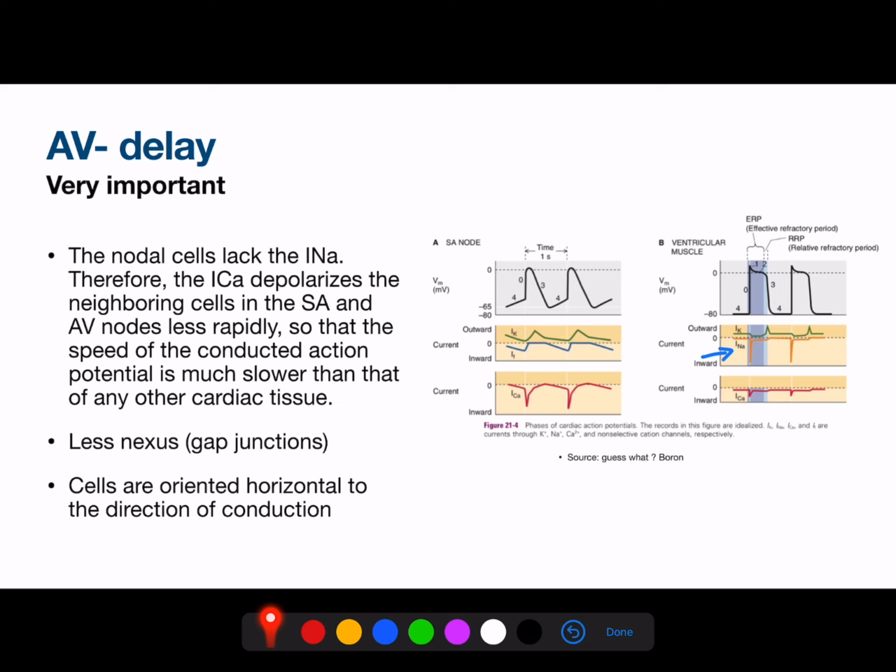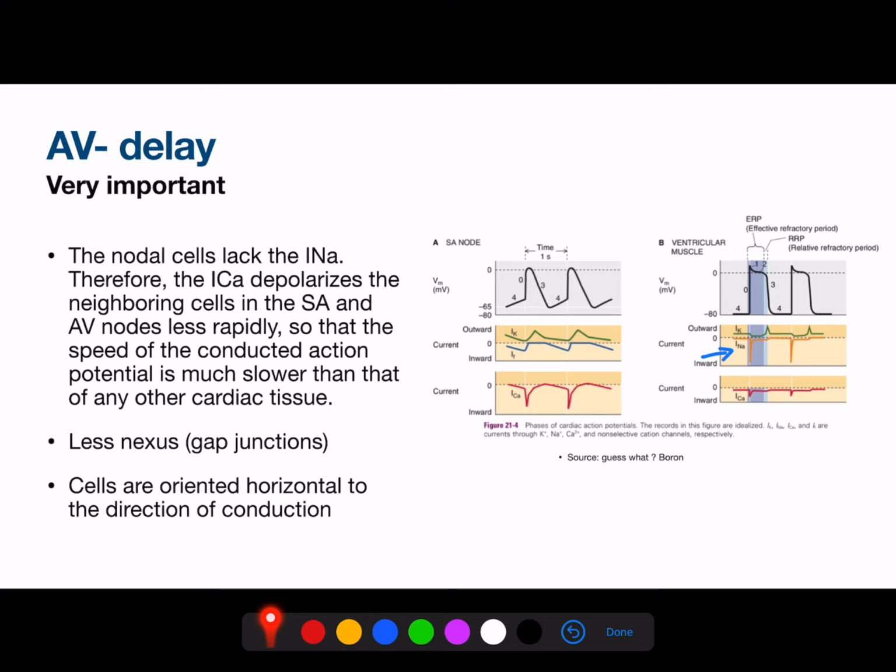Now we need to talk about the AV delay. When the SA node sends action potentials, the atrioventricular node needs to decrease the conduction speed. Like I said before, in the nodal cells there are no inward sodium channels compared to the ventricular muscle and the atrial muscle cells. Then in the AV node there are fewer gap junctions, which also leads to a decrease in conductance of the action potentials. And the cells are oriented horizontally to the direction of conduction, so it takes longer for the signal to go through the cells.